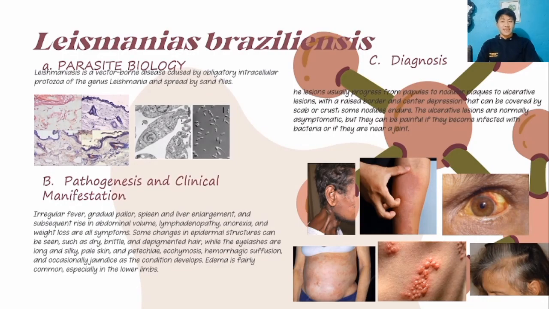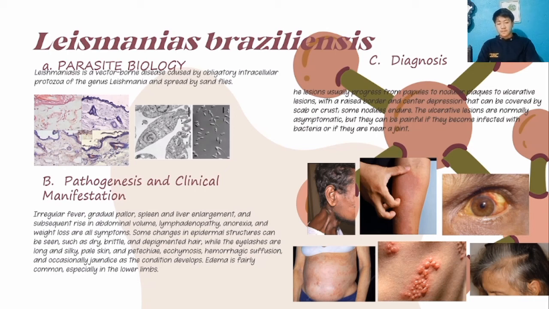Leishmania braziliensis. Parasite biology. Leishmaniasis is a vector-borne disease caused by obligatory intracellular protozoa of the genus Leishmania and spread by sandflies. Human infection is caused by about 21 to 30 species that infect mammals. The different species are morphologically indistinguishable, but they can be differentiated by isoenzyme analysis, molecular methods, or monoclonal antibodies.